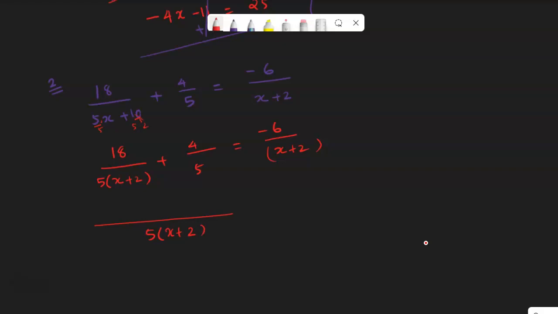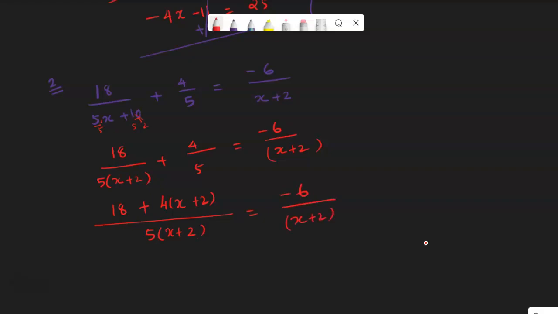Choose the respective numerator, that is 18. Nothing to do with that numerator because we are not missing anything in this denominator. Put the sign plus. And now look here, this is 5, this is 5 into x plus 2. So what is missing here? One x plus 2 is missing. So that missing piece you need to multiply with this numerator, that is 4 into x plus 2, equal to negative 6 over x plus 2.